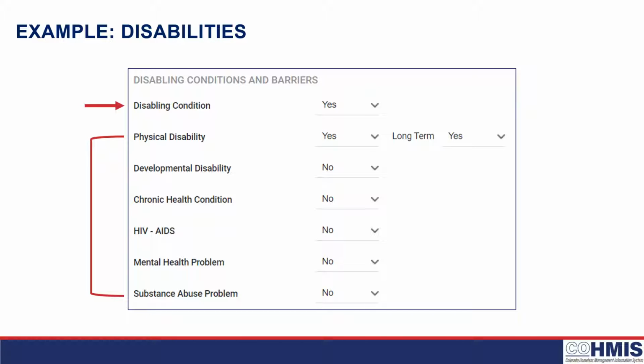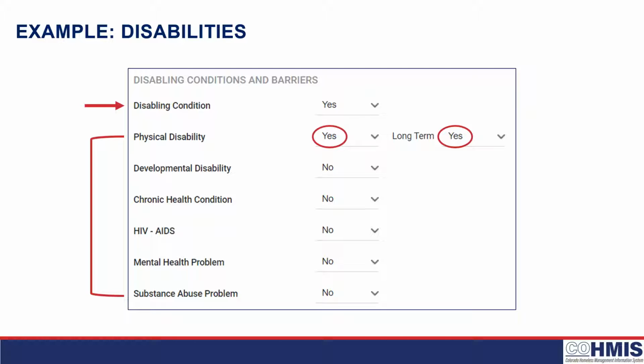Your program might also collect these program-specific data elements, and if they do, we need to indicate, does the client have the disability? If so, we select yes, and then is it going to be long-term or indefinite and impair their ability to live independently? If that's also yes, then this makes sense with the overall disabling condition of yes as well, right? So they have a disabling condition, and one of the program-specific disabilities is yes, and it's long-term. So this won't result in data quality issues.